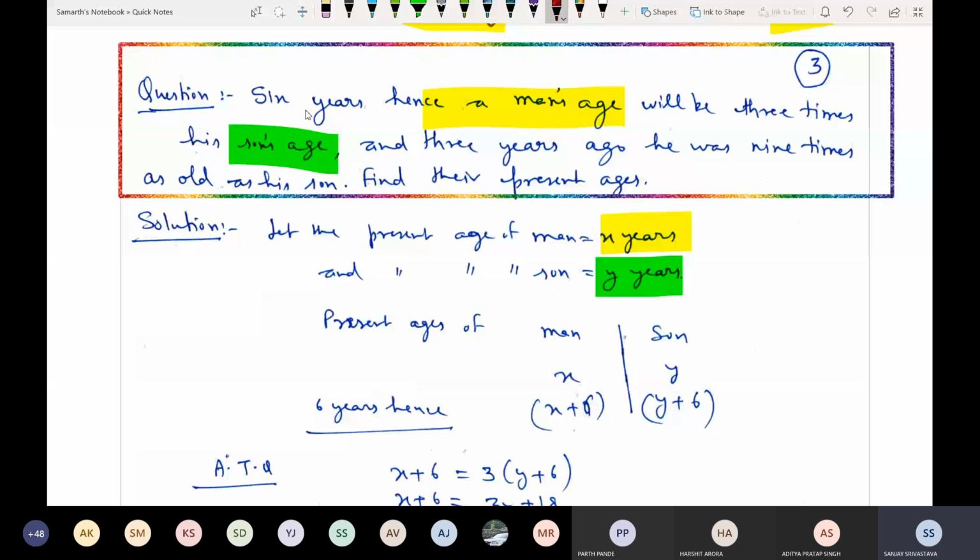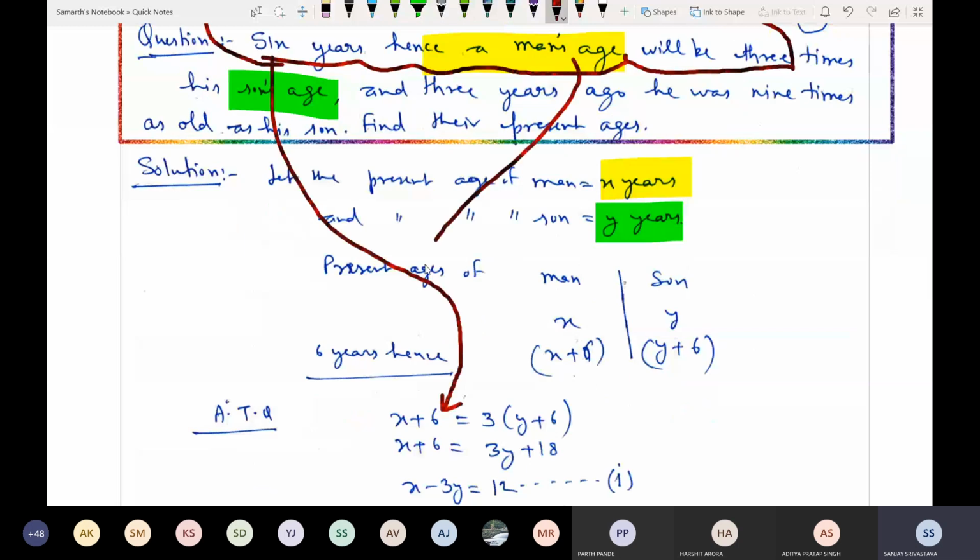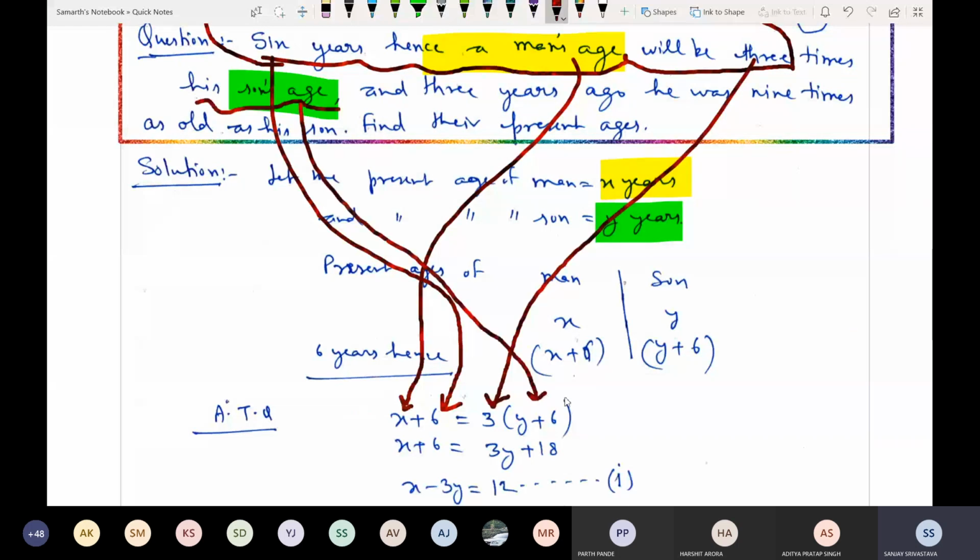x plus 6 is the age of the man, and y plus 6 will be the age of the son. According to the question, after 6 years, the man's age, that means x plus 6, will be 3 times his son's age, meaning 3 into y plus 6. When you simplify, you will get the first equation as x minus 3y is equal to 12.